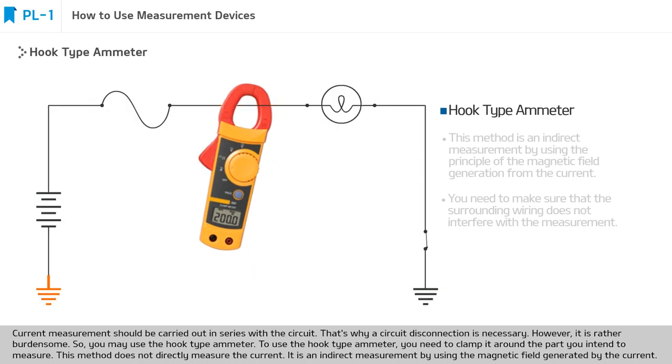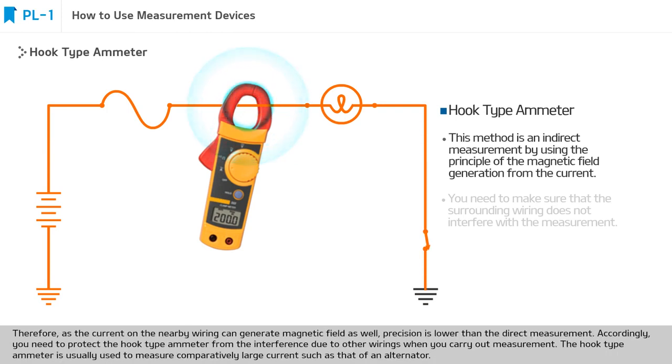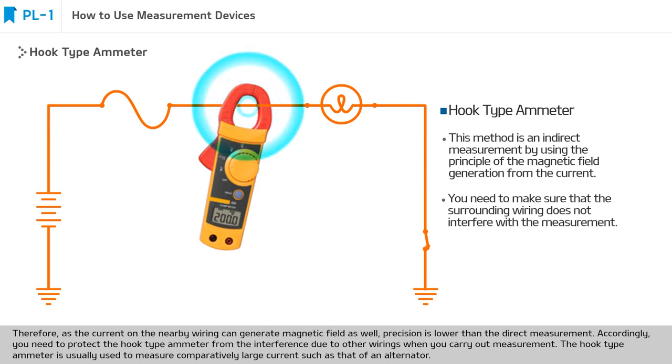This method does not directly measure the current. It is an indirect measurement by using the magnetic field generated by the current. Therefore, as the current on the nearby wiring can generate magnetic field as well, precision is lower than the direct measurement. Accordingly, you need to protect the hook-type ammeter from the interference due to other wirings when you carry out measurement. The hook-type ammeter is usually used to measure comparatively large current, such as that of an alternator.